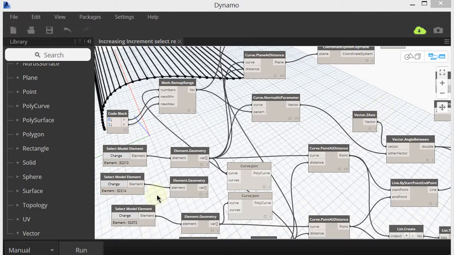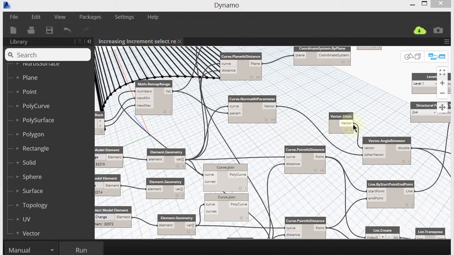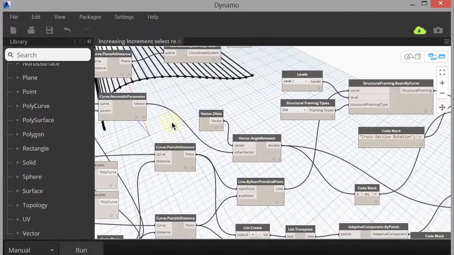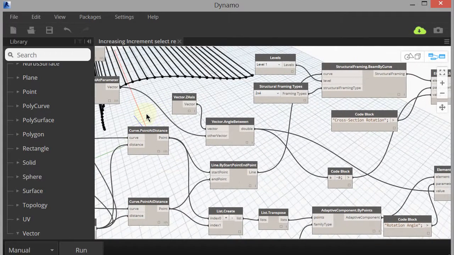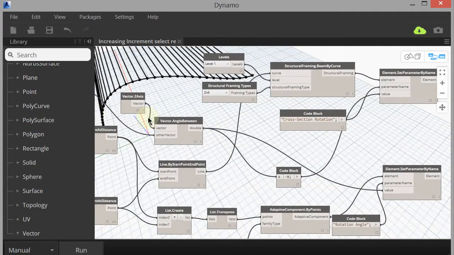Okay, so I did hook up the curve normal at parameter as recommended, and if we take a look at it, it's running through right now both to an adaptive component and to a structural framing with instance parameters controlling those.